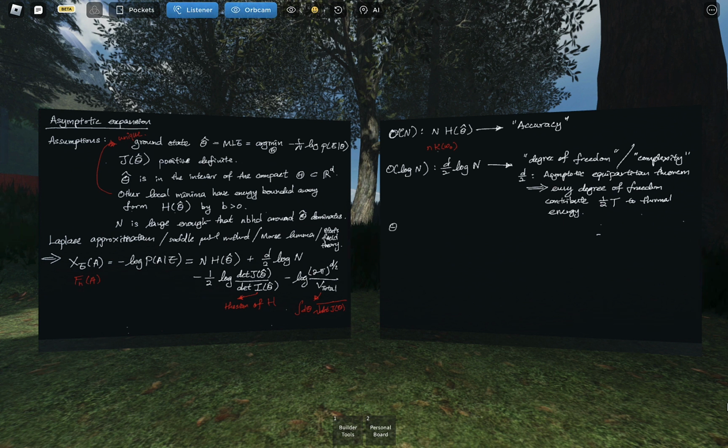Okay. And then I guess the less familiar term is the order 1 term. So I'm going to rewrite those 2 terms, using the property of logs to rewrite them this way. Okay.